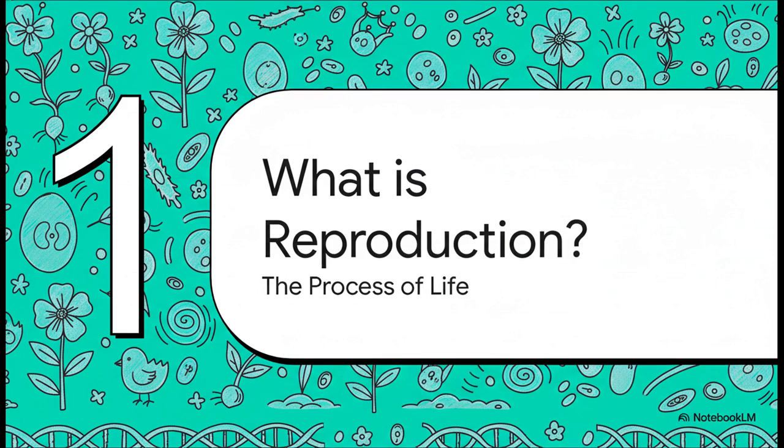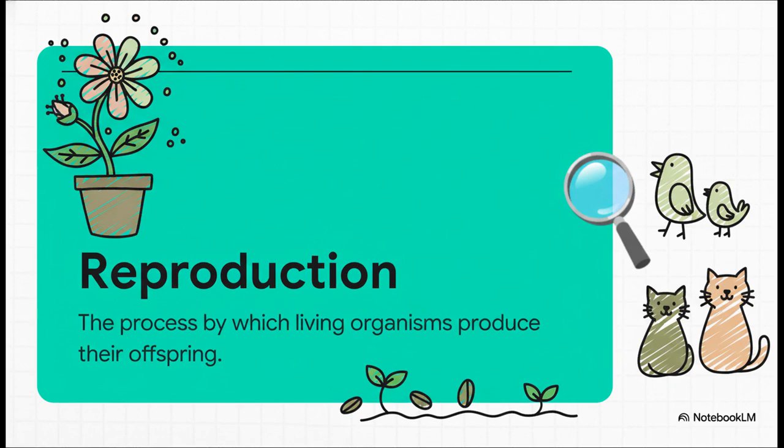All right, so this amazing process of creating new life, it has a special scientific name. It's called reproduction, and it's something that basically every living thing has to do to make sure its species continues on. So, what is reproduction exactly? Well, the official definition is, it's the process by which living organisms produce their offspring.